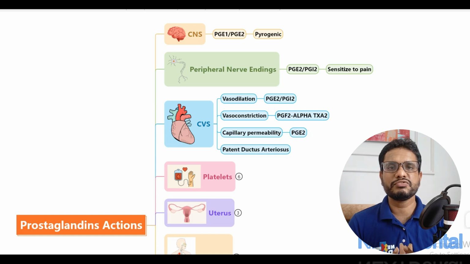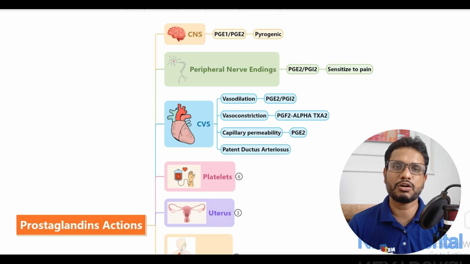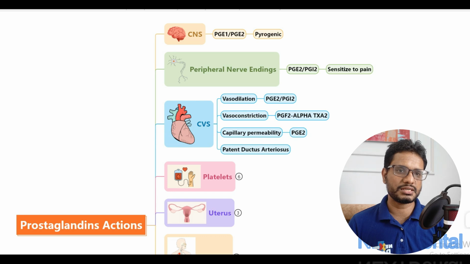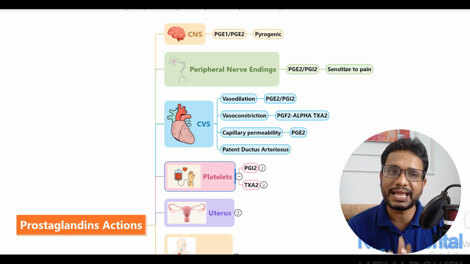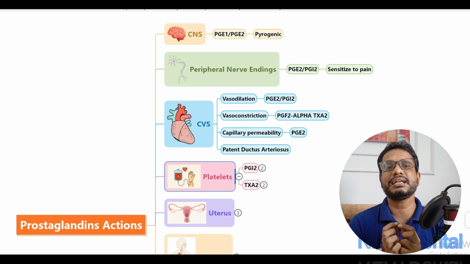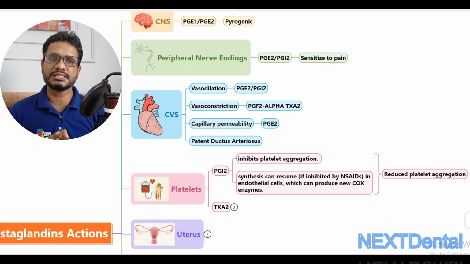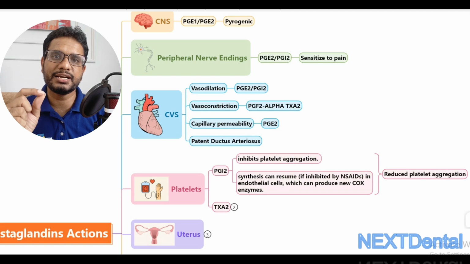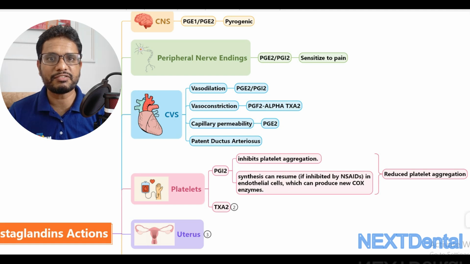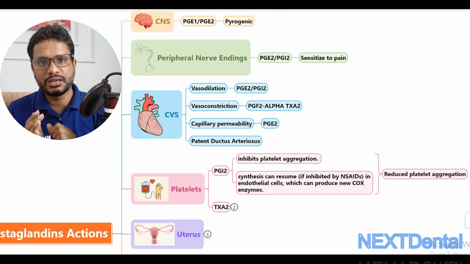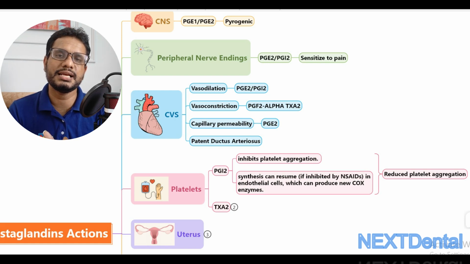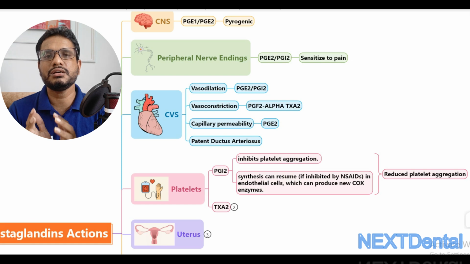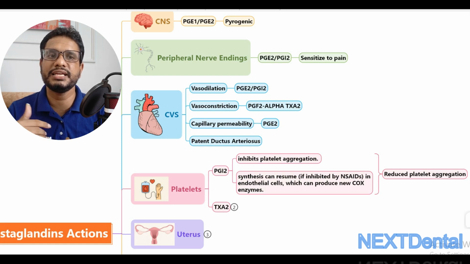Then we have the action of these prostaglandins on the platelets. When it comes to the platelets, you have to discuss the PGI2 effect. PGI2, that is prostacyclin, inhibits platelet aggregation, and its synthesis generally occurs in the endothelial cells, and endothelial cells have nuclei. That's why, even if it is inhibited by NSAIDs, these endothelial cells can later produce new COX enzyme, and they can resume their synthesis.